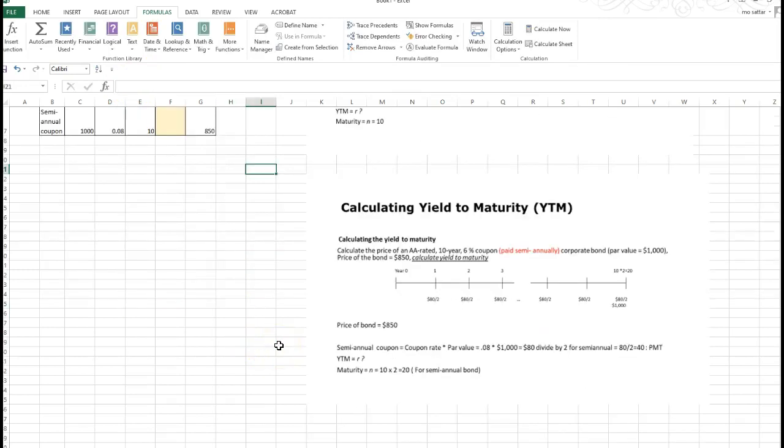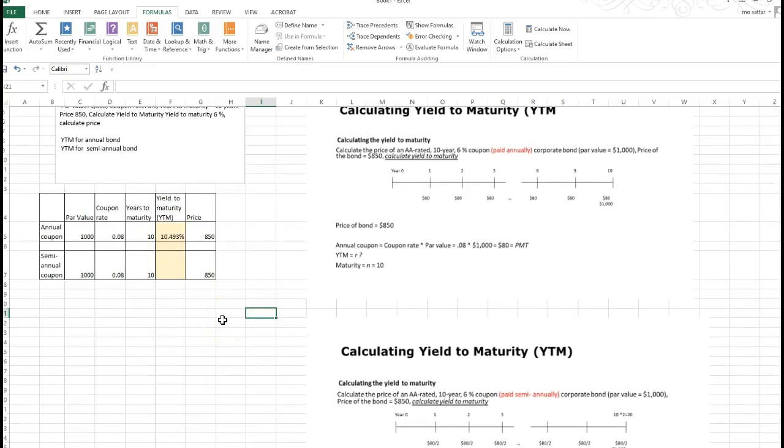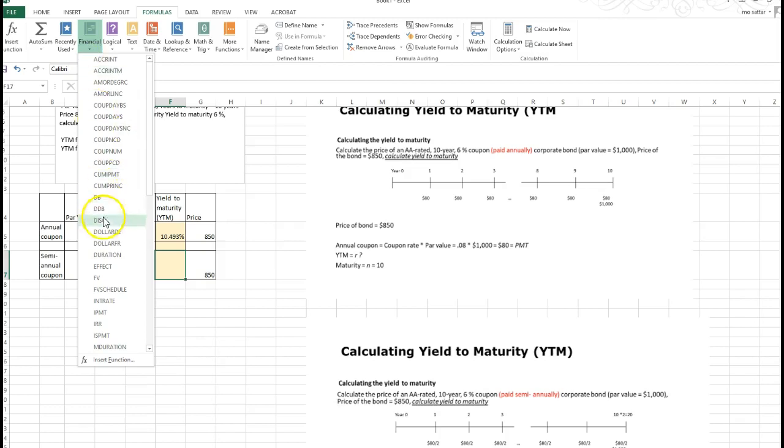Now, what if it is semi-annual? With semi-annual, again, just like we did with the price of the bond, the payment is going to be half as much but twice a year. So 80 will be divided by 2, and the number of periods will obviously double. And when we calculate the yield to maturity, it will be for 6 months, so we'll have to multiply that by 2. So let's look at how we're going to do it. If I click here, I'm going to go into financials. We're going to look for the rate.